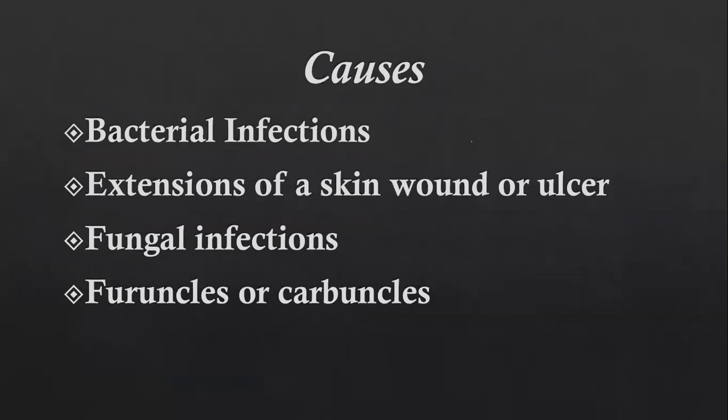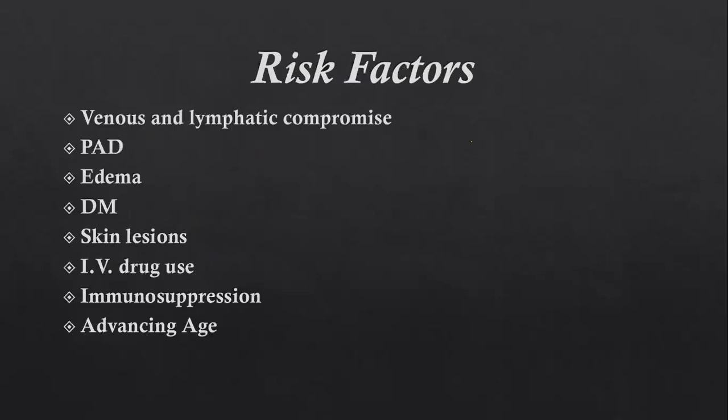A lot of times, heat and warm water, a warm compress, will take care of it. But if it gets big to where it's causing you pain, you can't walk, you can't do this, then you need to get that looked at. Risk factors: if you're having any kind of venous or lymphatic compromise, if your blood is not flowing the way it should be, peripheral artery disease, edema, diabetes, all these things are already involved with poor circulation. Skin lesions, if the person is an IV drug user or immunocompromised or suppressed, and any kind of advance in age, because wounds and things don't heal up as fast as they do when we're younger.